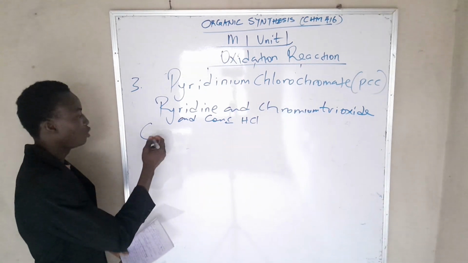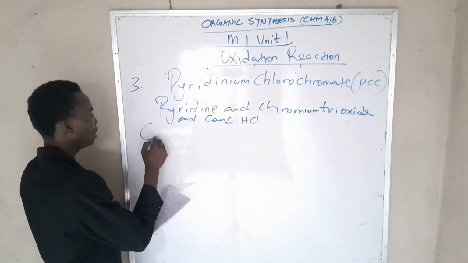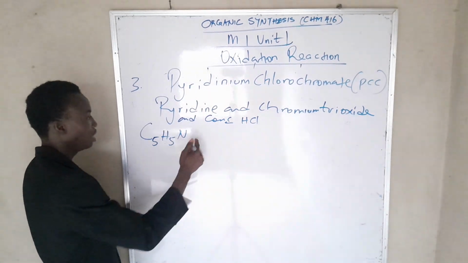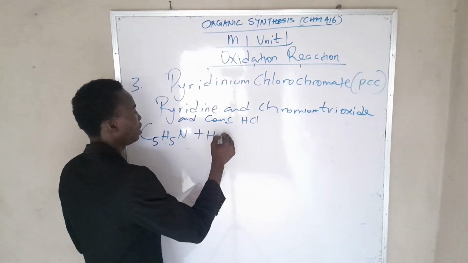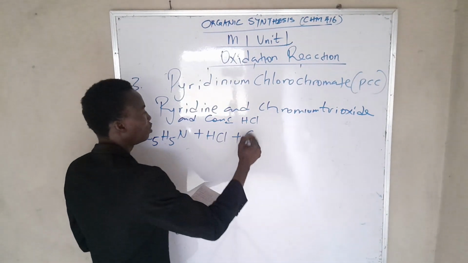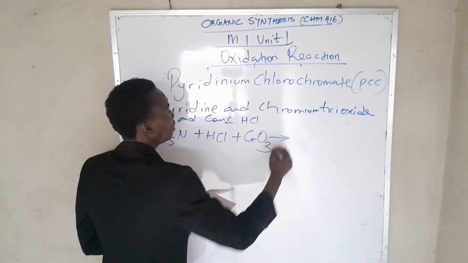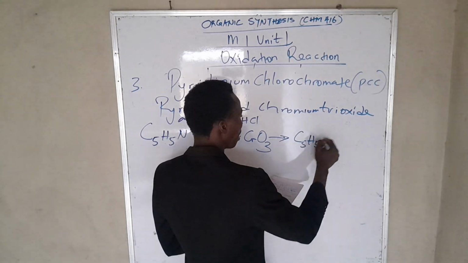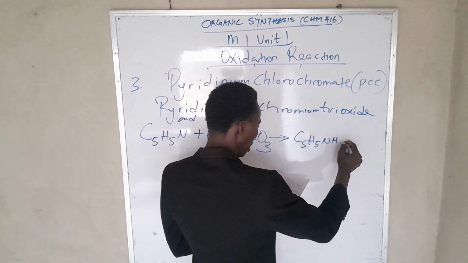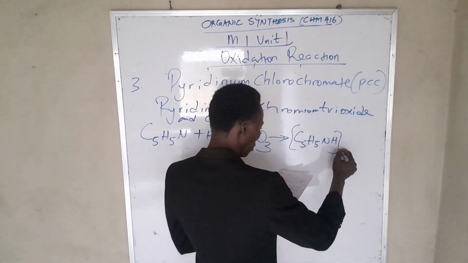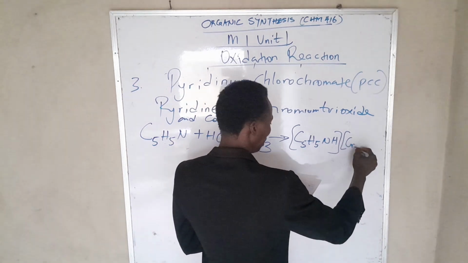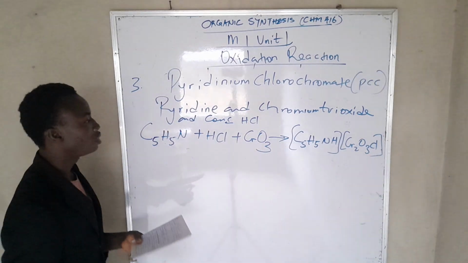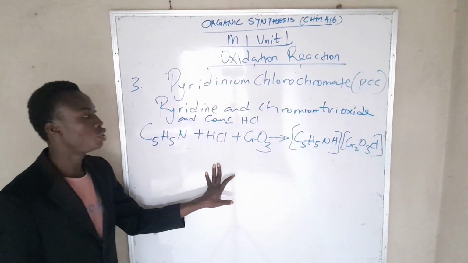So the equation, from the past question, where we have C5H5N, this is the formula for pyridine, reacting together with HCl, then reacting with CrO3 to eventually give rise to C5H5NH, then we have the compound being produced alongside CrO3Cl. Now, if you look at this equation carefully, you see that nothing is lost.